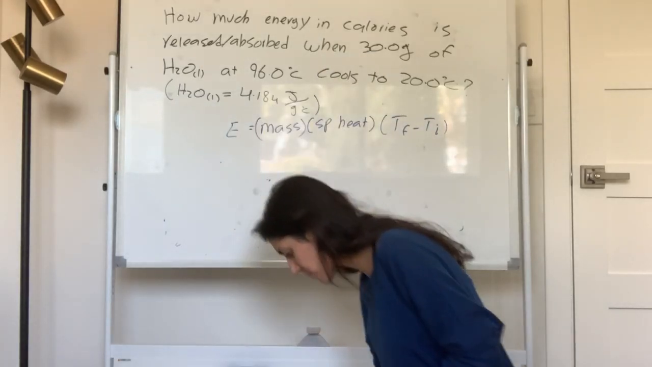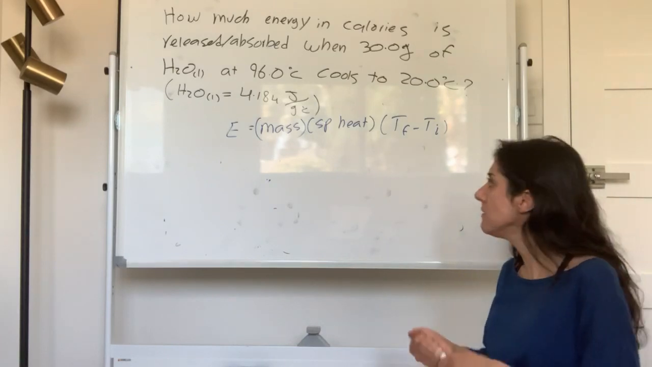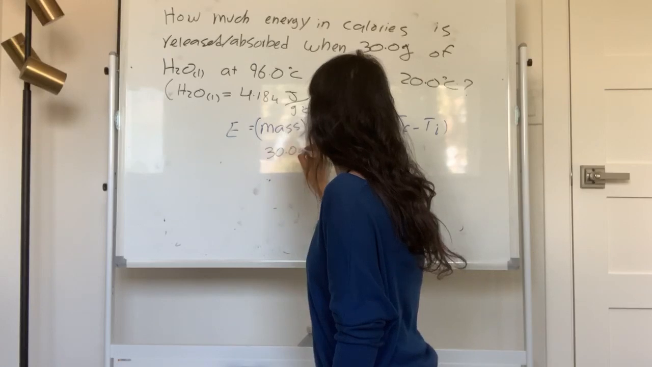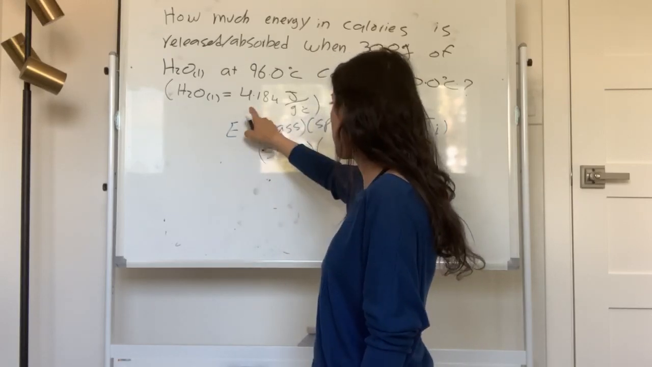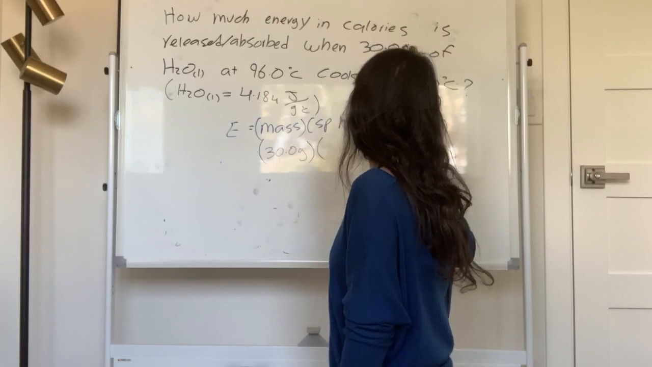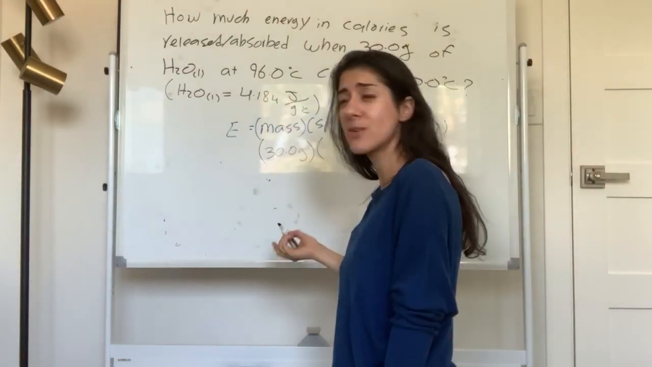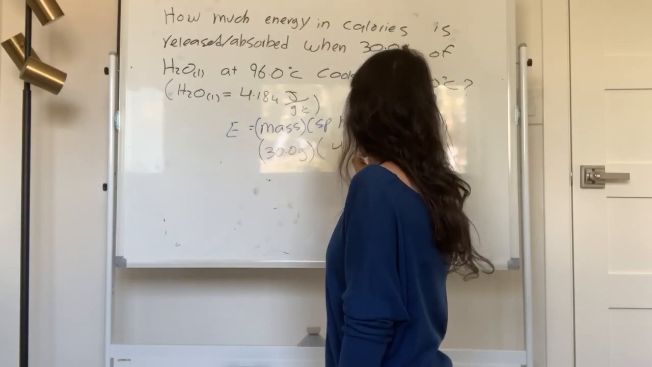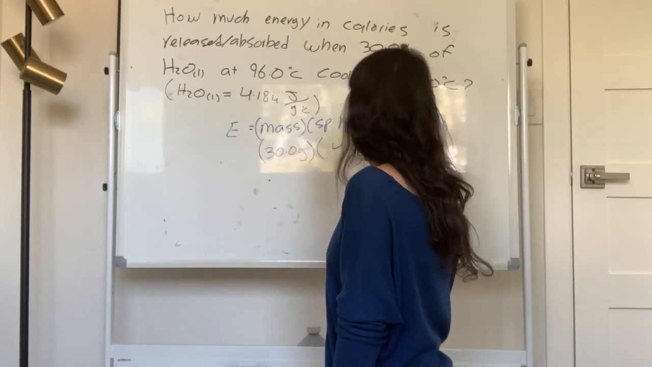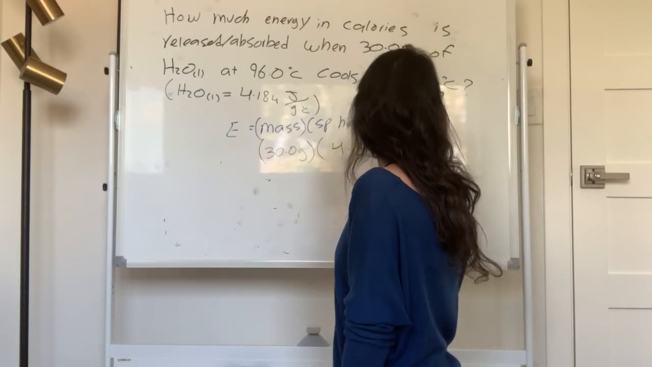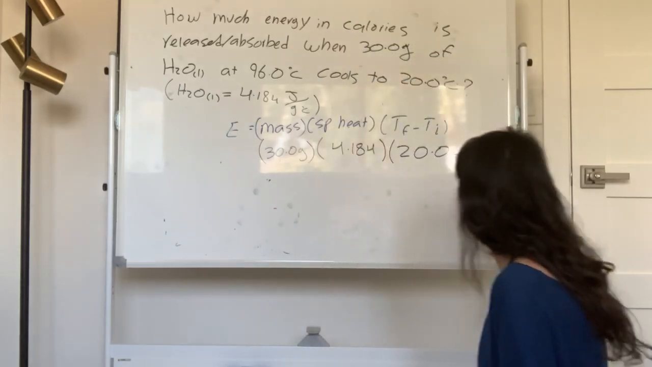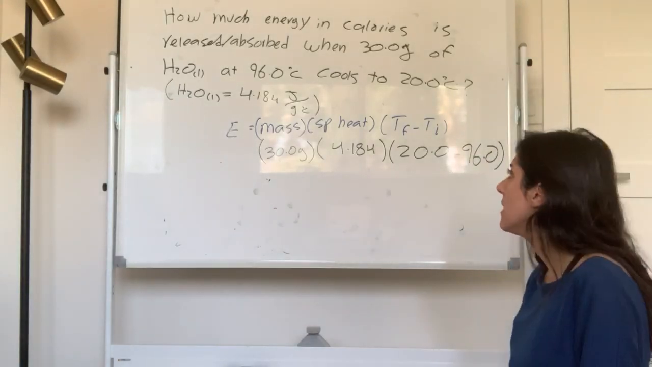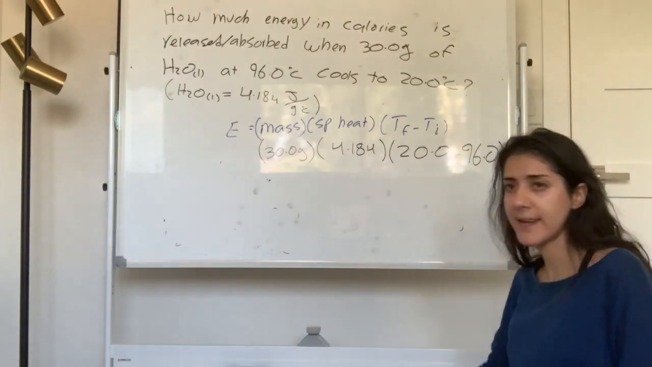Then I go, okay, I'm just going to plug it in. Is mass given to me? Yep. How much do I have? I have 30.0 grams of water. Specific heat of water liquid, because it's liquid. How do I know it's liquid? Because it's at 96 degrees, so it's liquid. Is 4.184, and my T final is 20, and my T initial is 96. And the units are all okay. I have degrees Celsius, I have grams, and that's what I want.